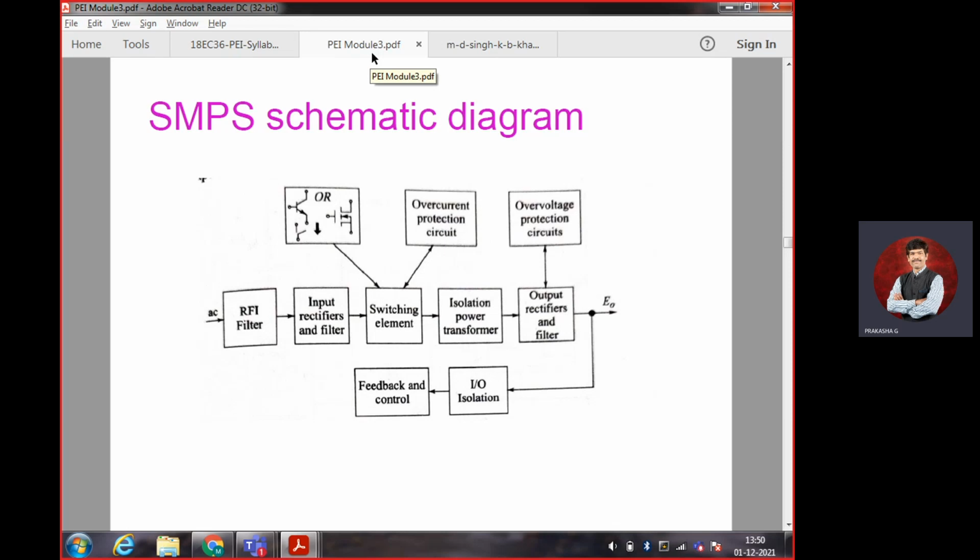So this is not an additional block. It is representing this particular block. What may be there in this element? It may be a BJT. It may be a MOSFET. It may be a simple switch. It may be a thyristor. It may be anything. So what is the functionality it is doing? This is the functionality of that particular switch.